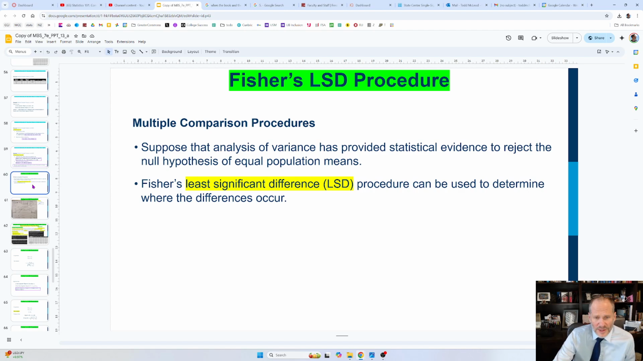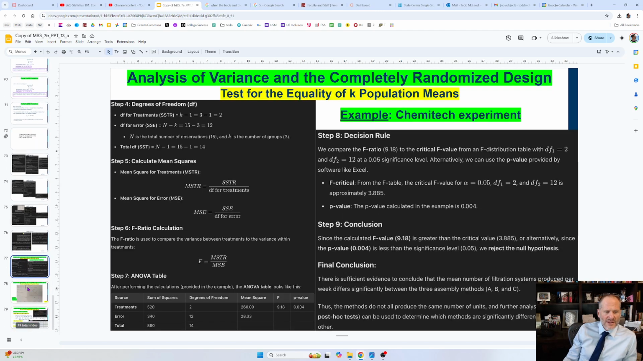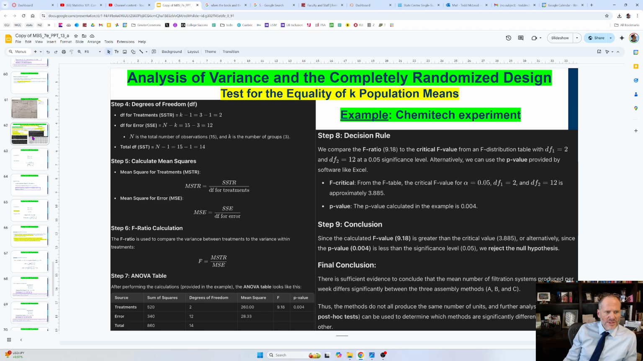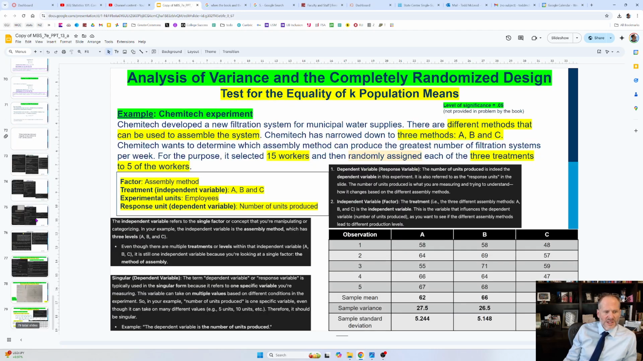All right, so multiple comparison procedures. Suppose that analysis of variance has provided statistical evidence to reject the null hypothesis of equal population means. Now we're going to look at the Google Slides. And that's what we got down here, right? When we did this other example. So the other example is this one. We ended up coming up with the conclusion that we needed to reject it.